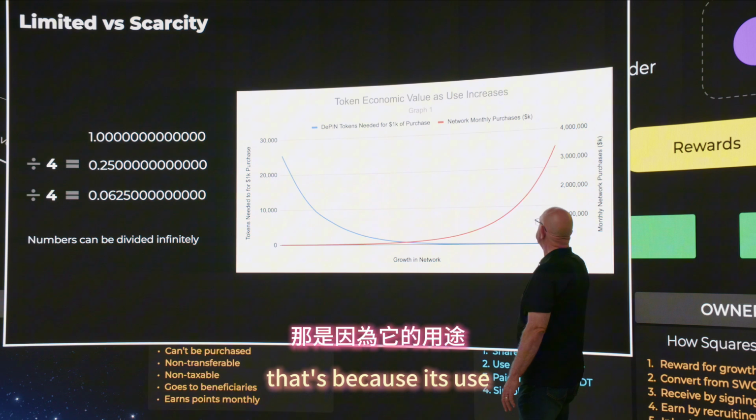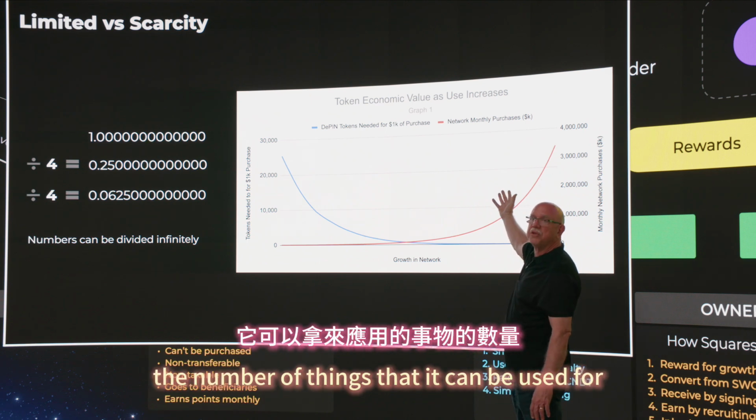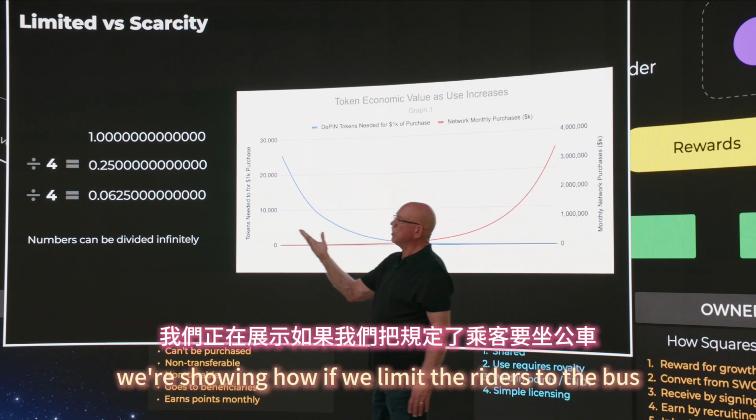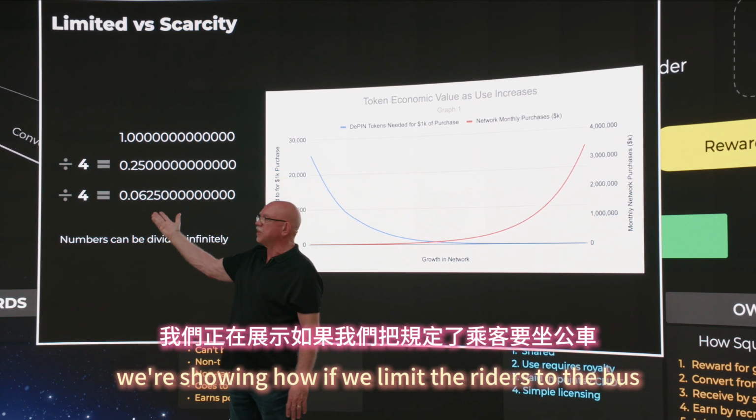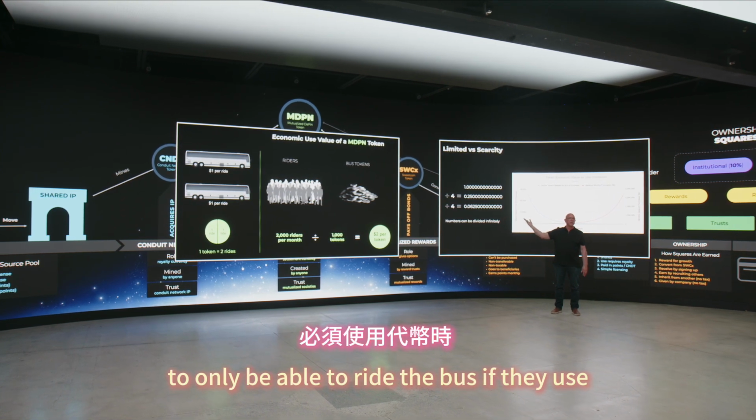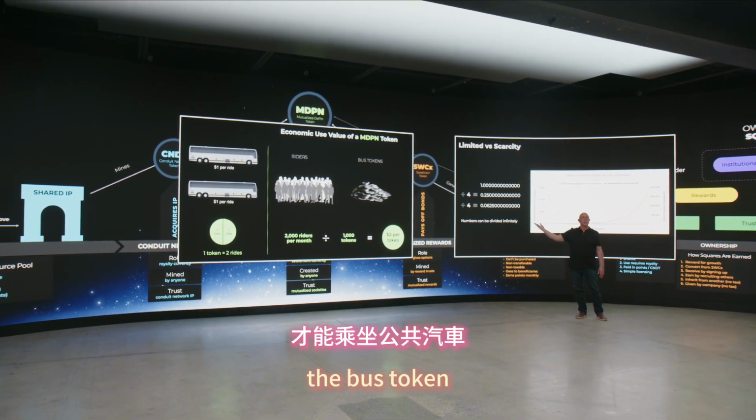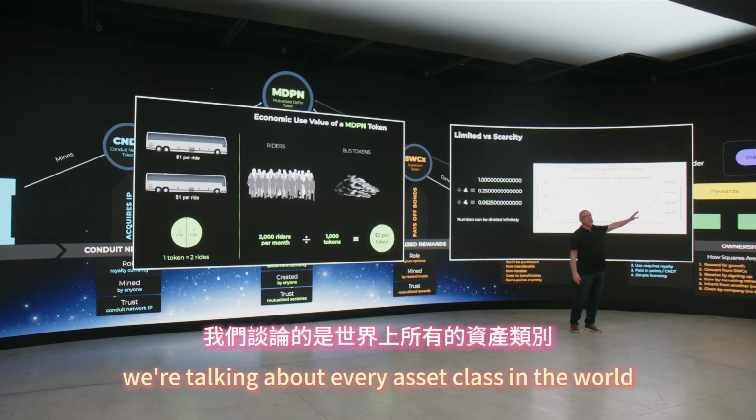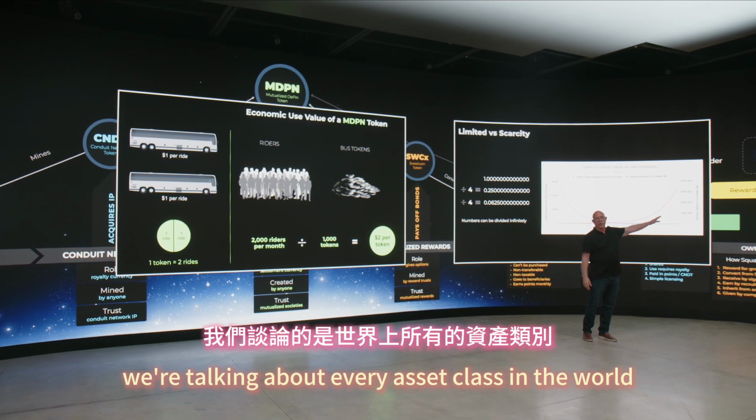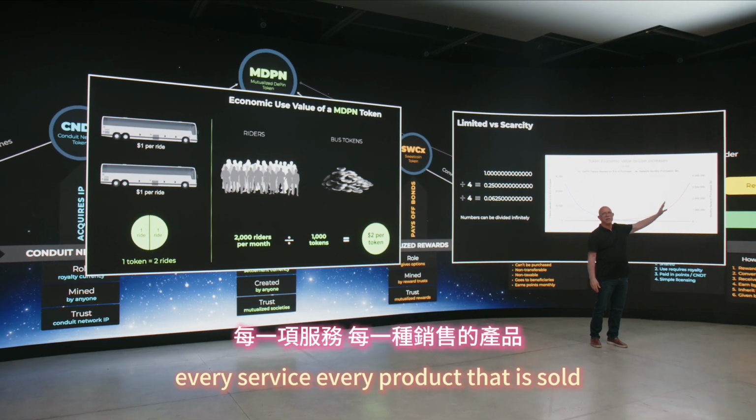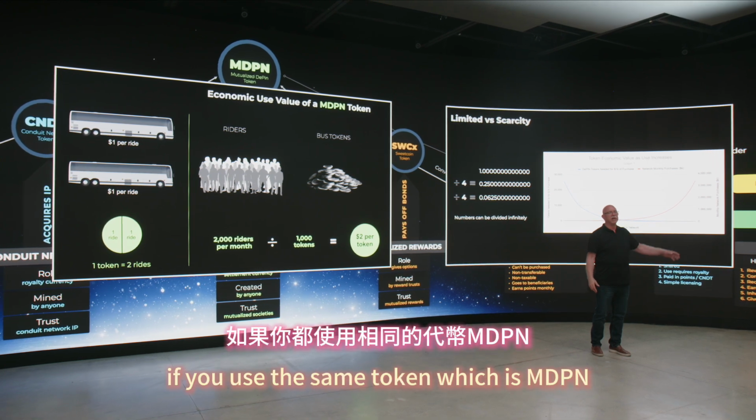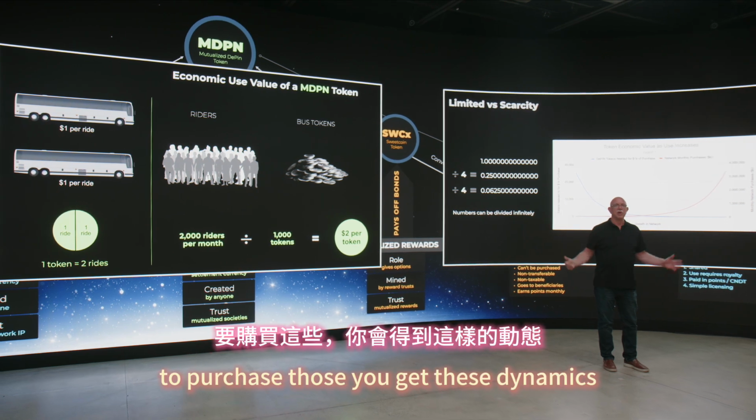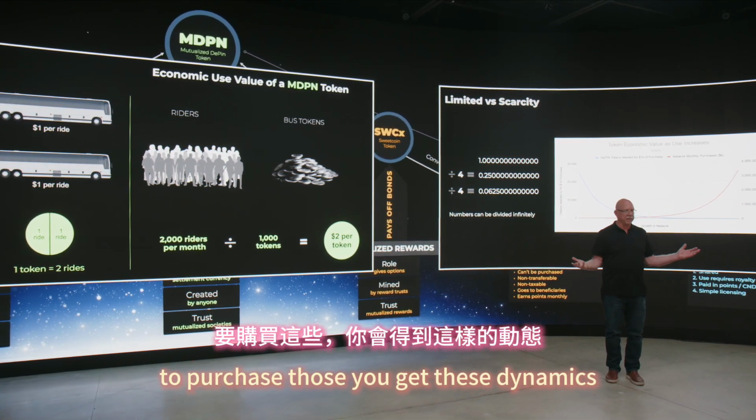That's because its use, the number of things that it can be used for, has increased. What's happening here is that we're showing how if we limit the riders to only be able to ride the bus if they use the bus token, but we're not talking about just buses, we're talking about every asset class in the world. And we're talking about every business, every service, every product that is sold. If you use the same token, which is MDPN, to purchase those, you get these dynamics.